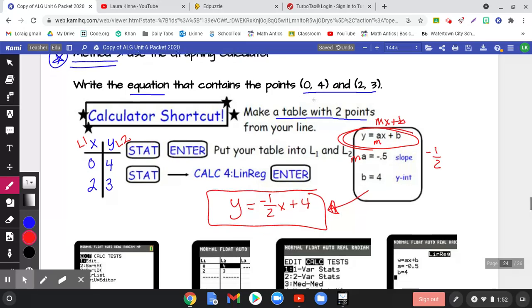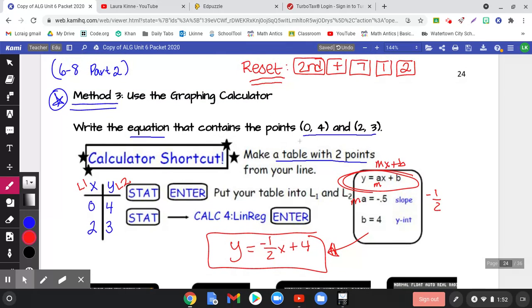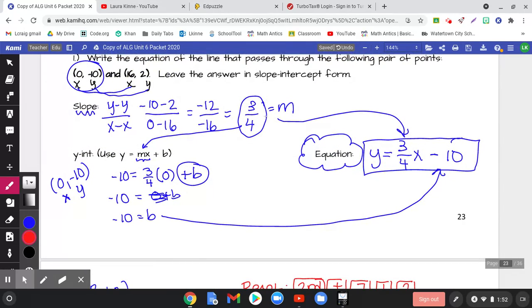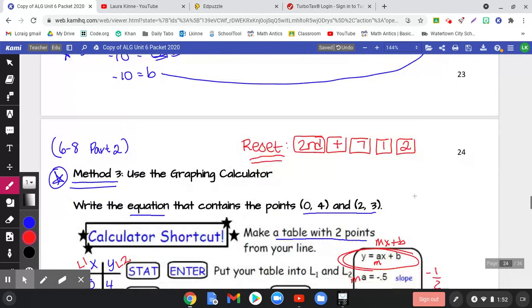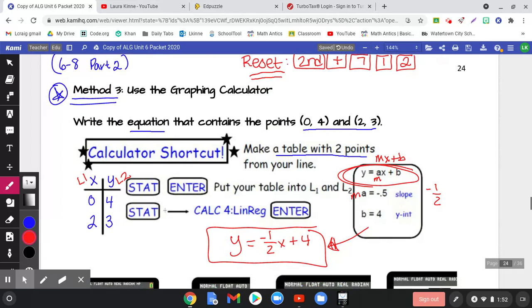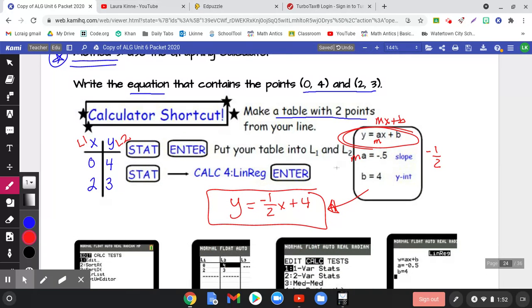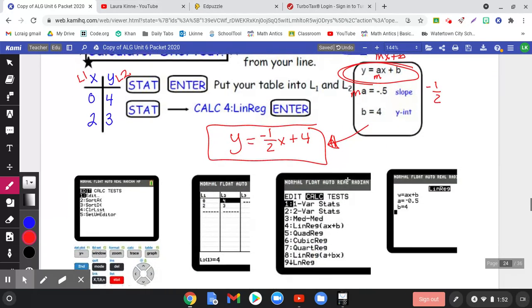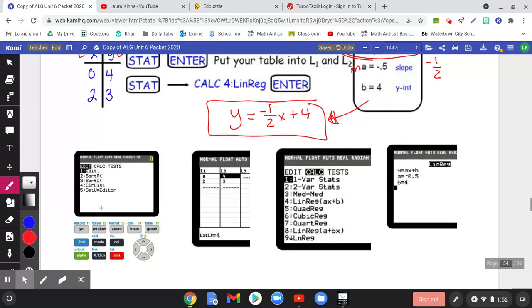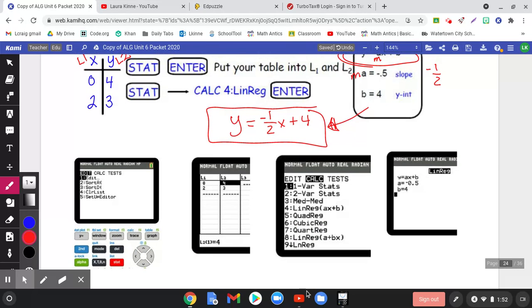So rather than having to take these and do y minus y over x minus x, like we did here, find the slope, pick a point, plug it in, and solve, if you can remember your steps, which you can use these notes, so you have these steps right in front of you, it'll show you what to do. So here are some pictures I screen captured. So you just hit, this is the first part.